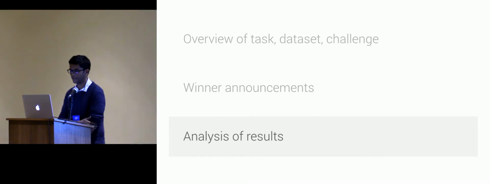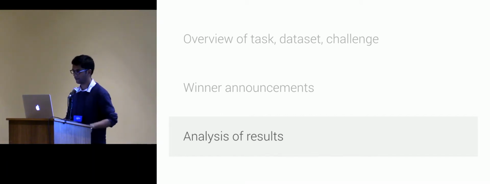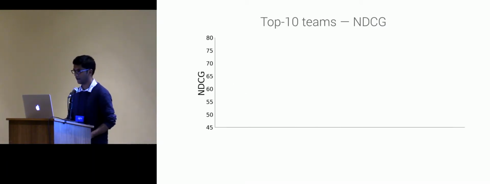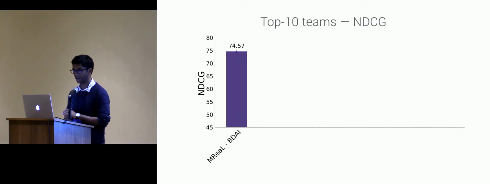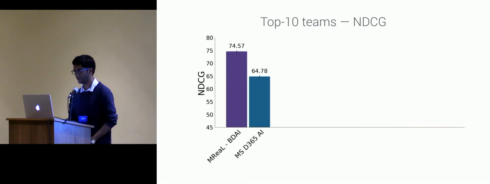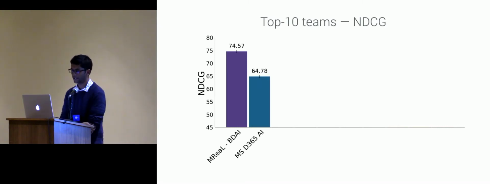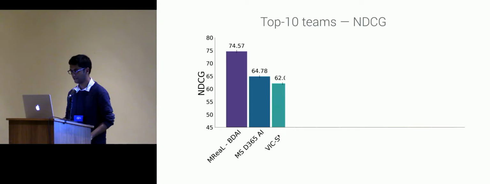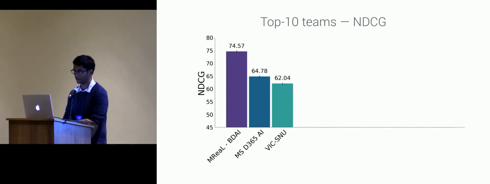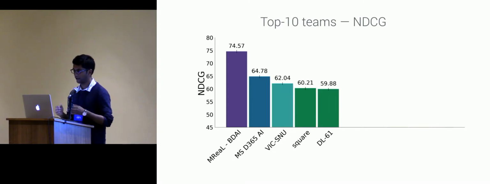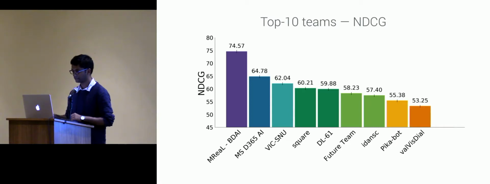So let's look at some brief analysis of results of this year's challenge. So the top 10 teams by NDCG, the first is, of course, MReal BDAI with an NDCG of 74.57. The second team is MSD365 AI with an NDCG of 64.78. So there's a massive gap between the first and second teams. The third team is VICSNU with an NDCG of 62.04. There's a tie for the fourth position between Square and DL61, and so on.